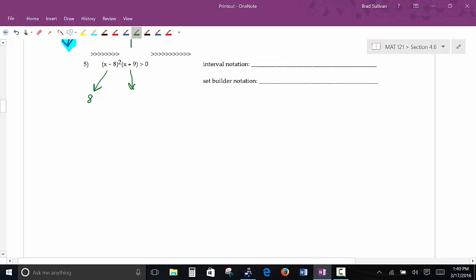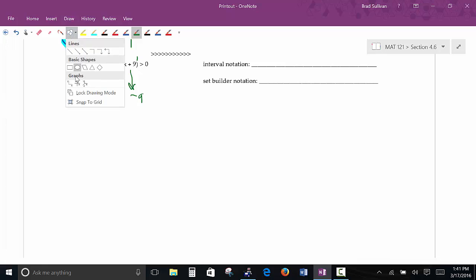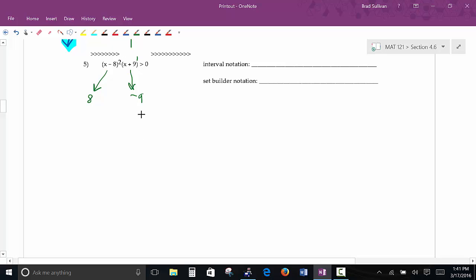Okay. So we have 8, we have a multiplicity of 2. Then we have -9, and we have a multiplicity of 1. Now we're going to do this graphically again and kind of get the hang of it. I like to kind of show these problems in two different ways.